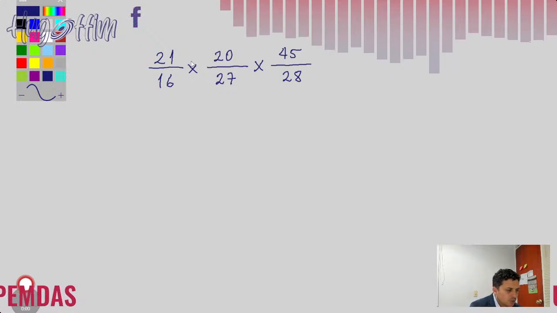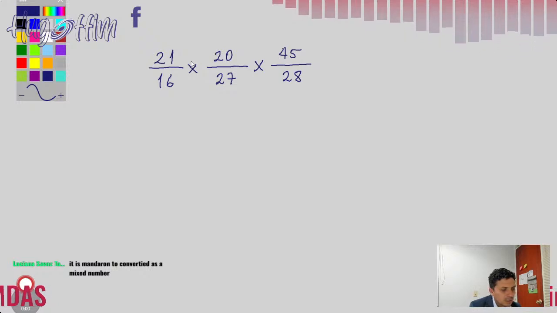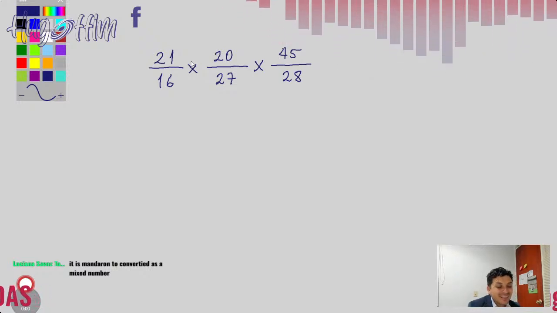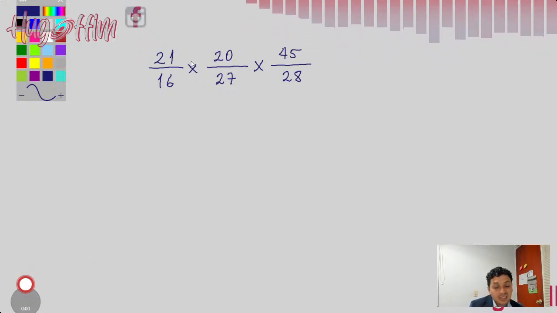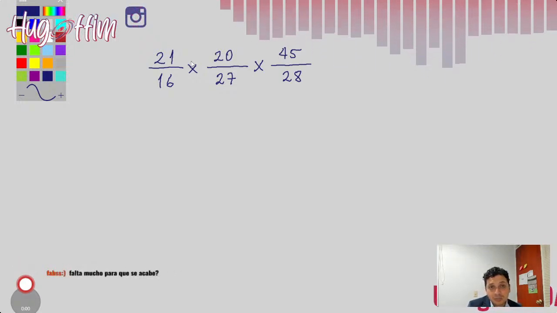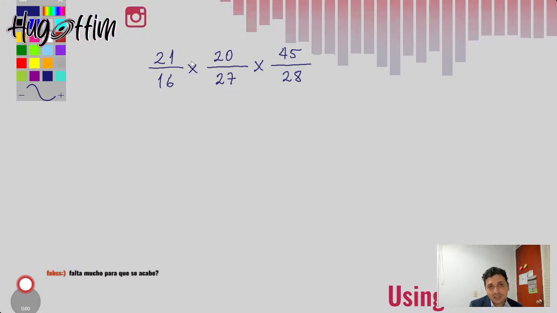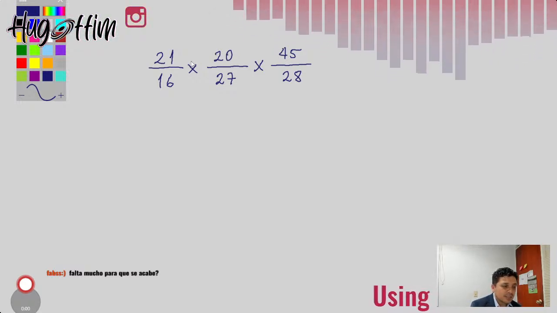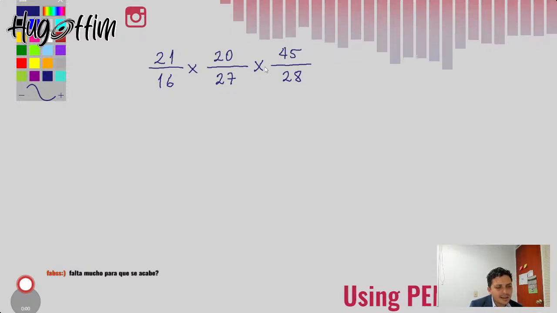But I don't understand your question. You mean the answer converted as a mixed number? It's not mandatory in itself. Sometimes in some exams and some activities, they ask you to put your answer as a mixed number. So if it says put your answer as a mixed number, it's mandatory to convert it. But if it doesn't say write your answer as a mixed number, it means that it's not mandatory. Okay? Now I'm just going to do this exercise and I leave.